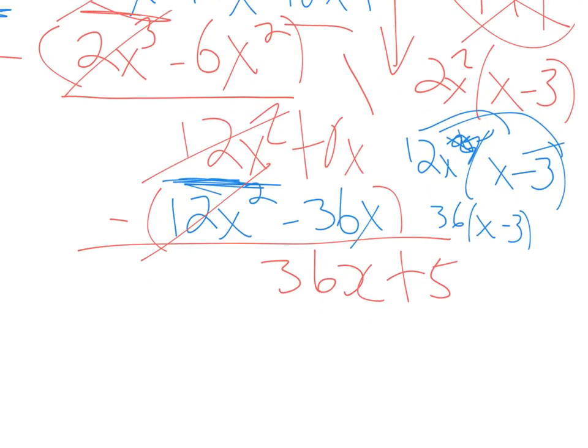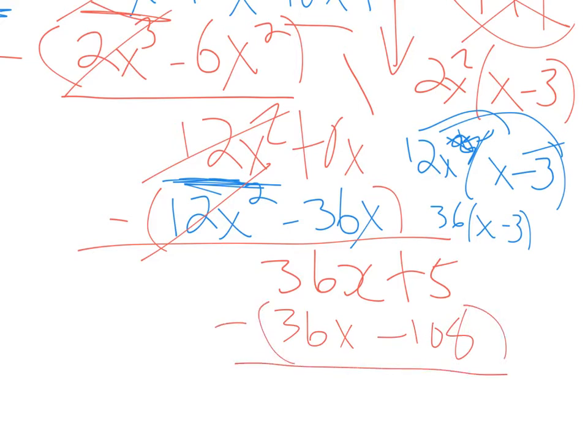So let's move that up. 36 times x minus 3 is going to give me 36x, and 36 times 3 is 108, so that's minus 108. And then, of course, I subtract. So what am I left with? The 36x's subtract out, and then I've got 5 minus negative 108, which is 5 plus 108. That's 113. And that, ladies and gentlemen, is my remainder.